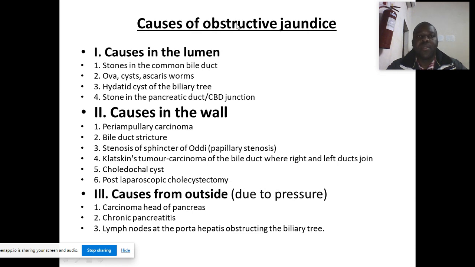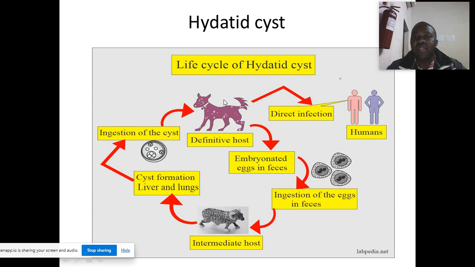Although the pathophysiology is a topic on its own, it's just important to see the overview of obstructive jaundice. This is called surgical jaundice. It's the one that, to treat it, surgery has to happen. This is the hydatid cyst I'm talking about: dog ingestion, with cyst formation in the liver and lungs. It can affect humans and get lodged in these ducts.